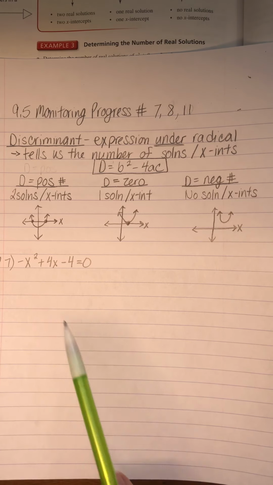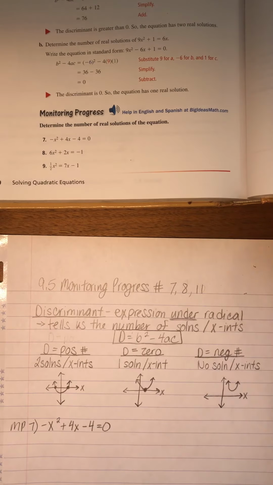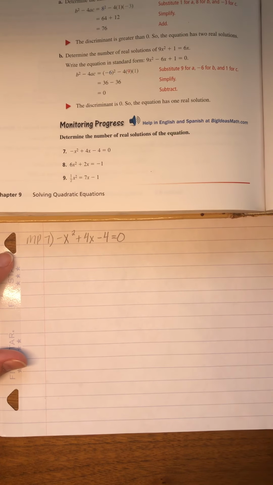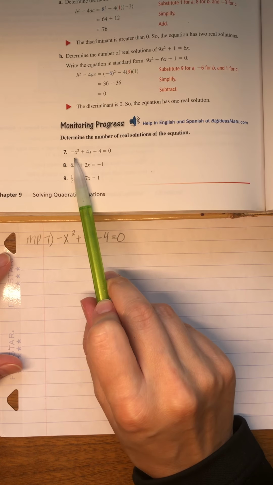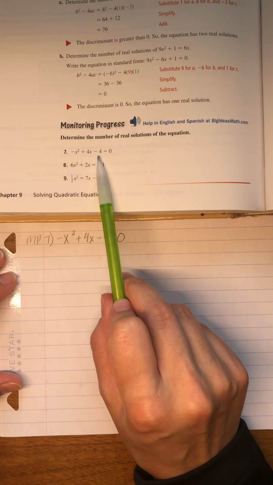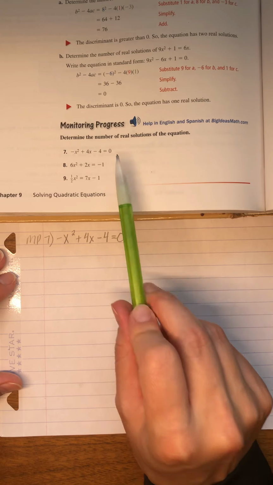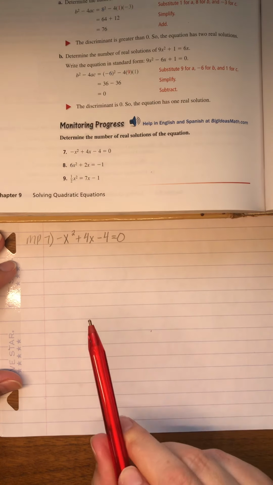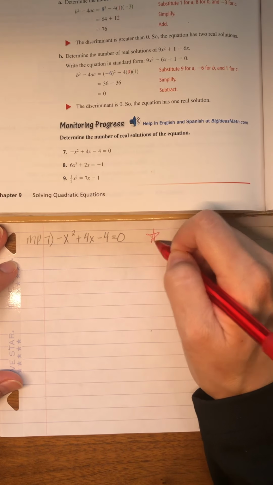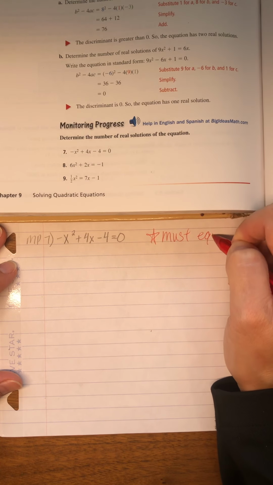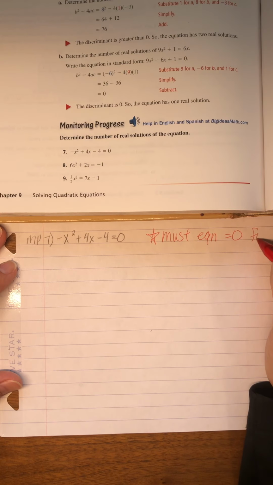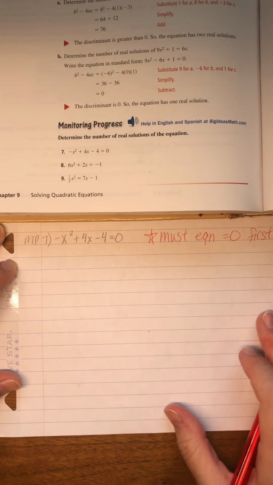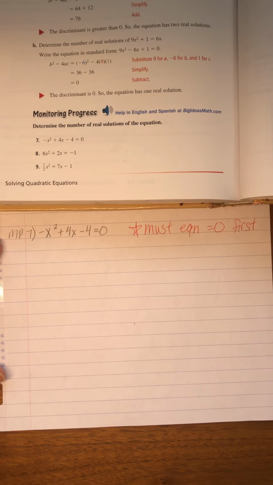Okay, let's talk about number 7. We're going to do monitoring progress number 7, from the textbook in section 9.5. I wrote down number 7 here: x squared minus 4x minus 4 equals 0. Just be careful. Notice how the equation is equal to 0. The same rules apply with the quadratic formula. You must have the equation equal to 0 first. If it's not equal to 0, you need to get it equal to 0 before you start to solve. This one, we're good to go.